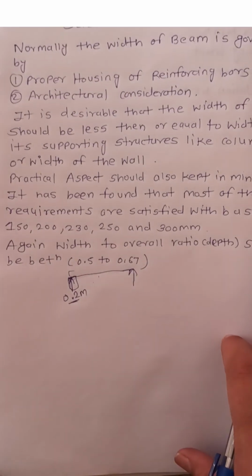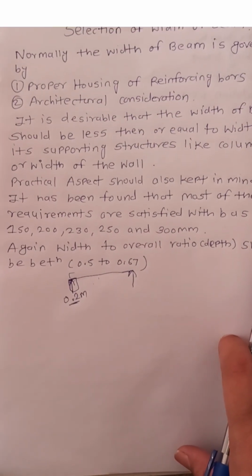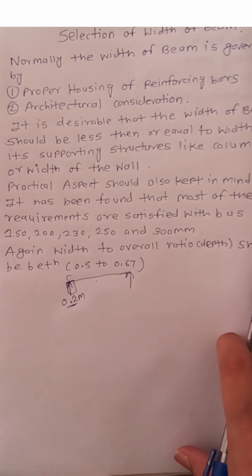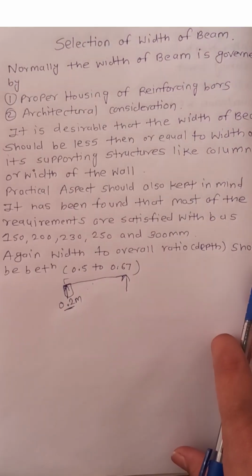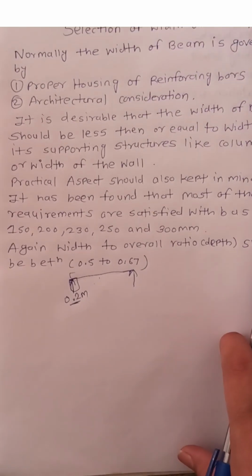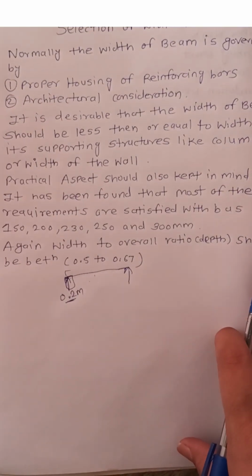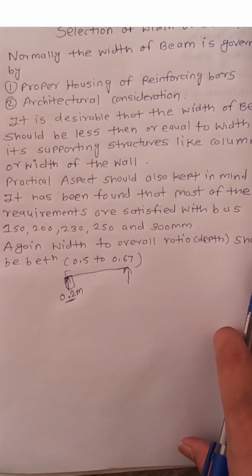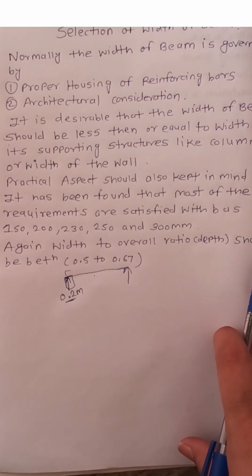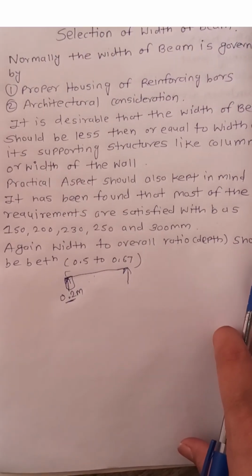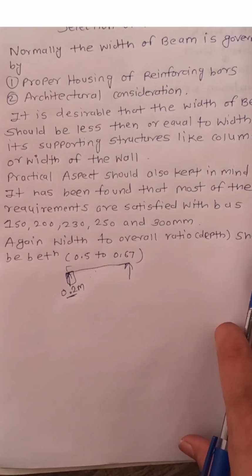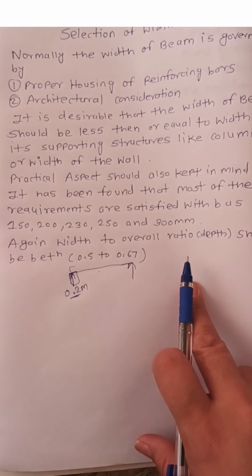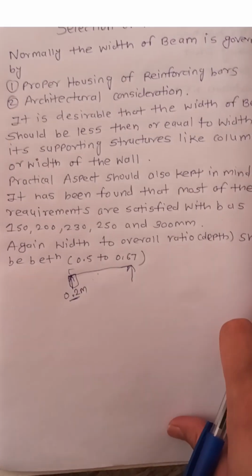Then, it has been found that beam widths of 150, 200, 230, 250 and 300 mm have fulfilled the basic requirements, so we can consider these values. One more parameter to consider while selecting the width of beam is the width to depth ratio. It is the width to overall depth ratio, not effective depth, and the value should be between 0.5 and 0.67. This is how we can finalize the width of beam.